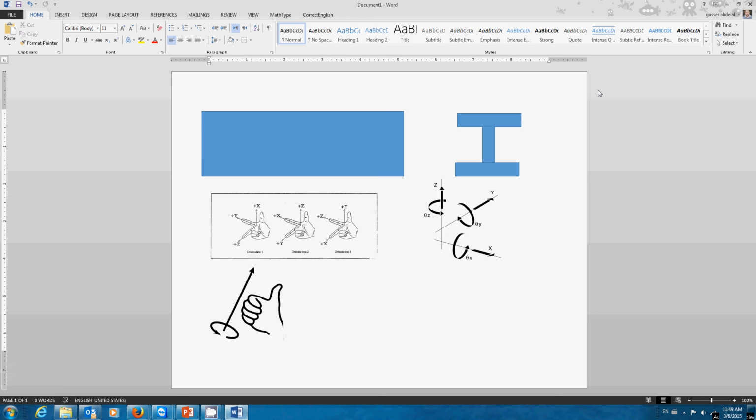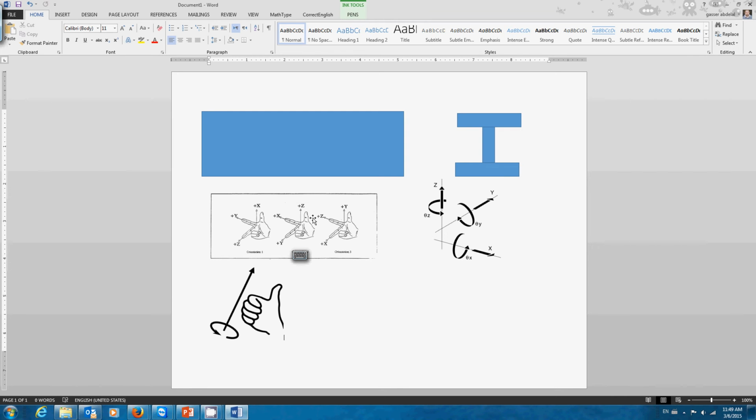I was asked a question: how do we know the top half of the beam shown on the screen is under tension, and the bottom half is under compression? So let's see. Here is the beam, and here is just a reminder.